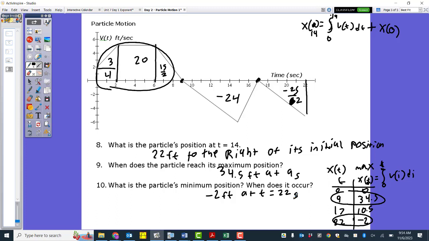Okay, so that's the general idea behind particle motion, just different relationships between velocity, position, and acceleration.